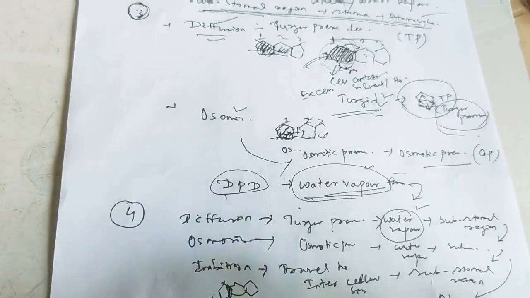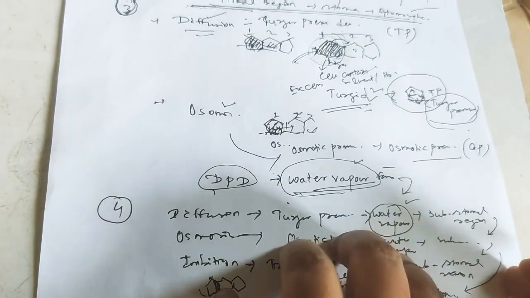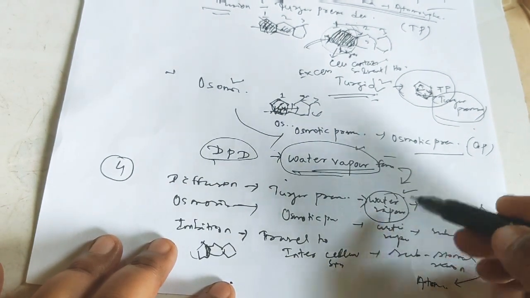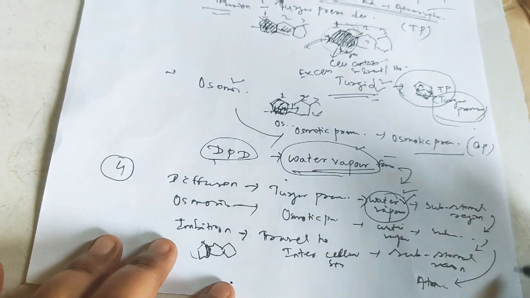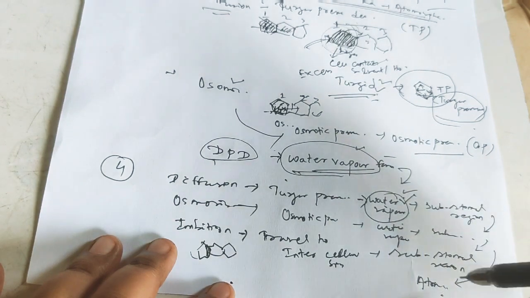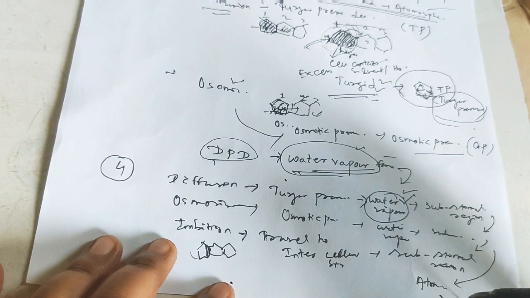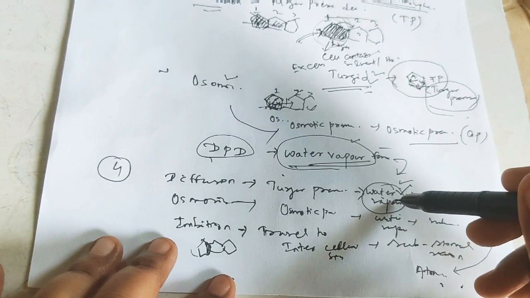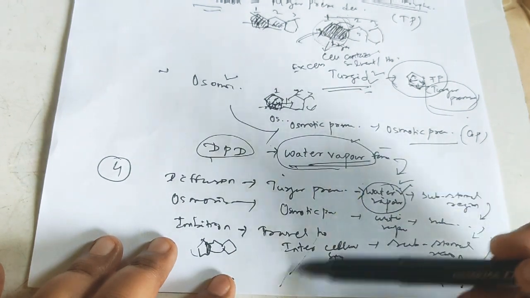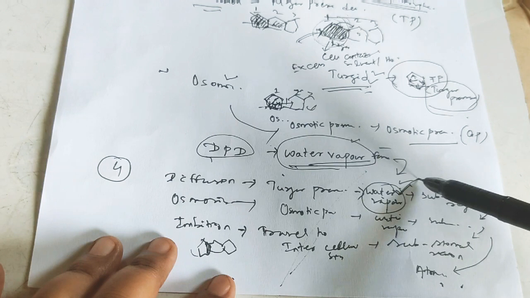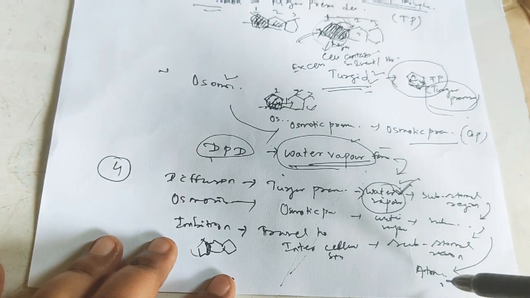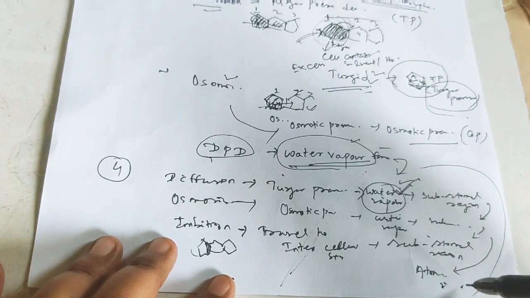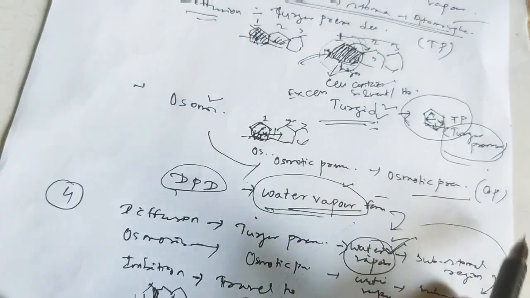Why does it go out to the atmosphere? Because the water vapor pressure inside is more than the atmospheric water vapor pressure. That means the water vapor percentage in the atmosphere at that time is very low compared to inside the cell. Due to the continuous process, the water vapor inside the cell is more than in the atmosphere, so water vapor is easily released out to the atmosphere. So up to this point it is clear.